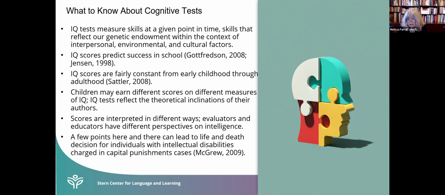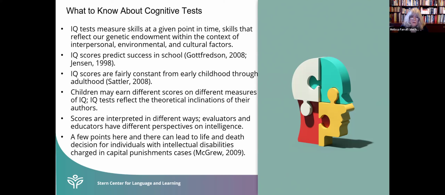IQ scores are fairly constant. So for the most part, the IQ scores that you're going to get in young children are going to be what you're going to see in middle school students and in adults. And I'm just going to qualify that a little bit and say that it's not unusual for the scores of really young children, like kids 4, 5, and 6, to come in a little bit high. That's because we have to make do with a smaller sample of behavior, right? We can't test those kids for as long as we do older students.